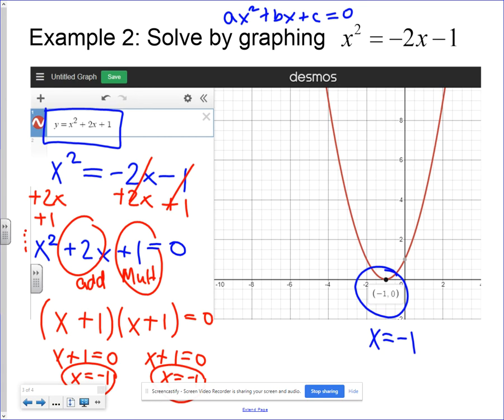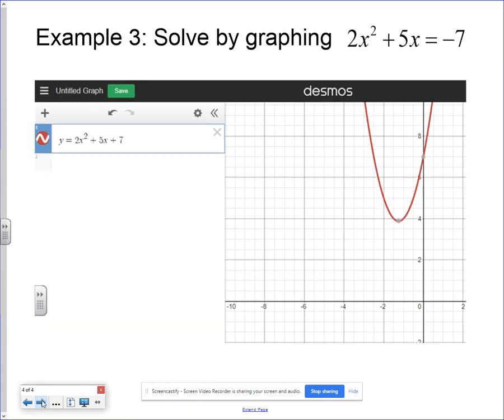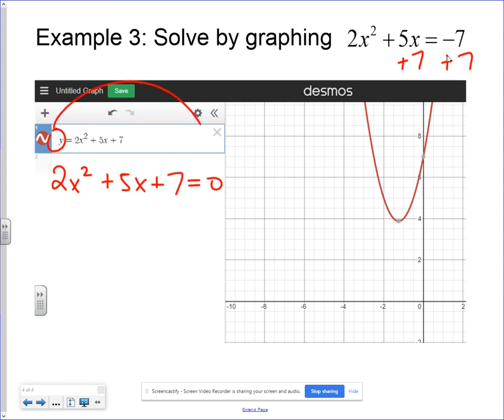All right, one more example. I want to solve this equation by graphing. 2x squared plus 5x equals negative 7. So our first step is going to be to add 7 to both sides. Now I have 2x squared plus 5x plus 7 is equal to 0. Replace the 0 with a y and then graph it.